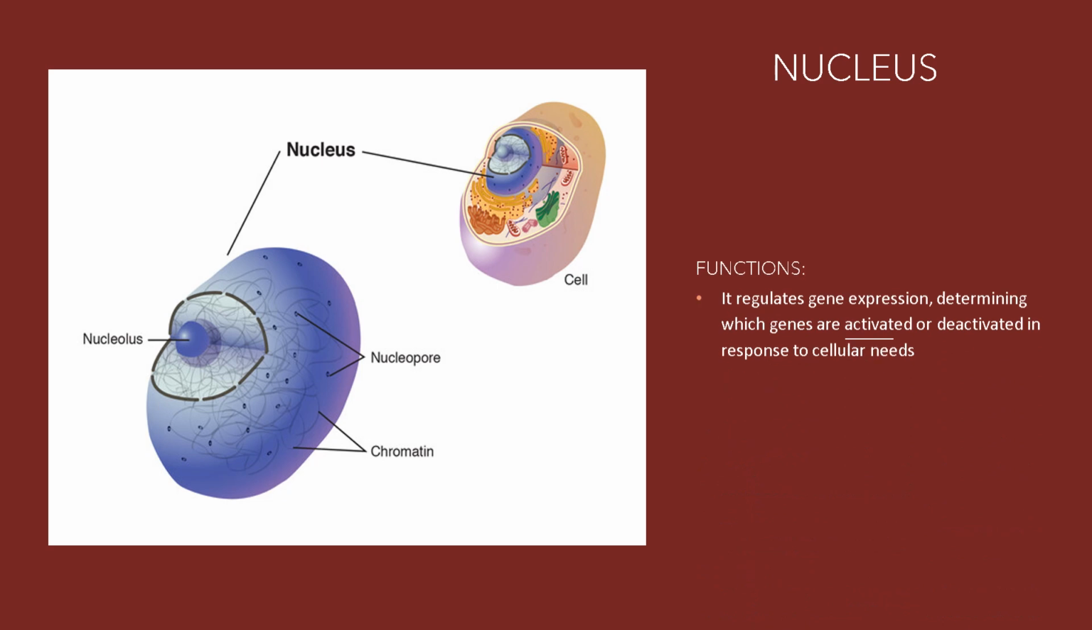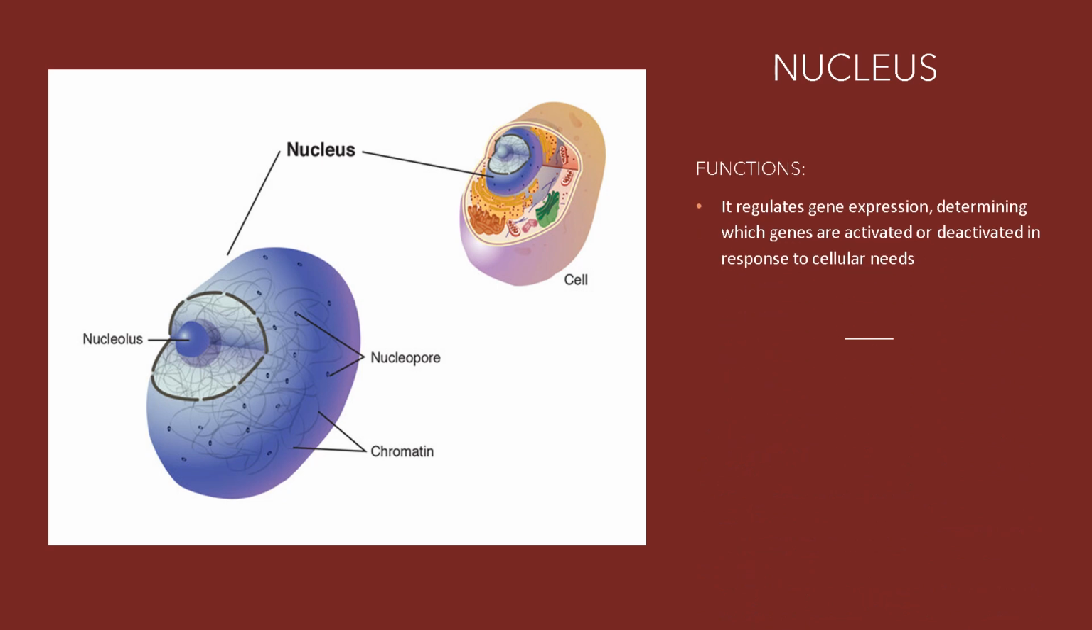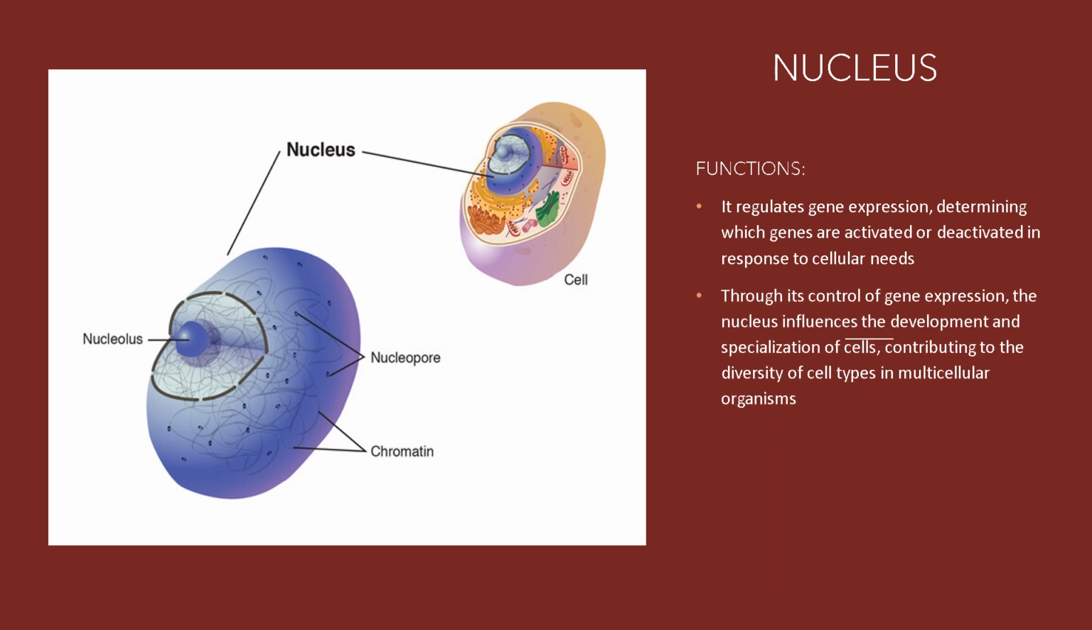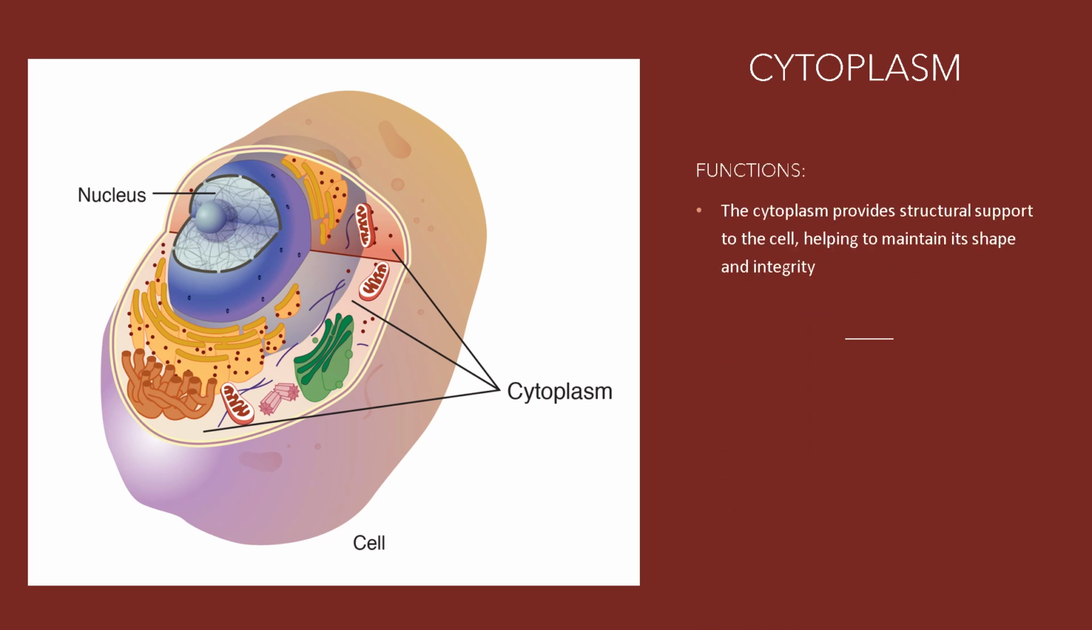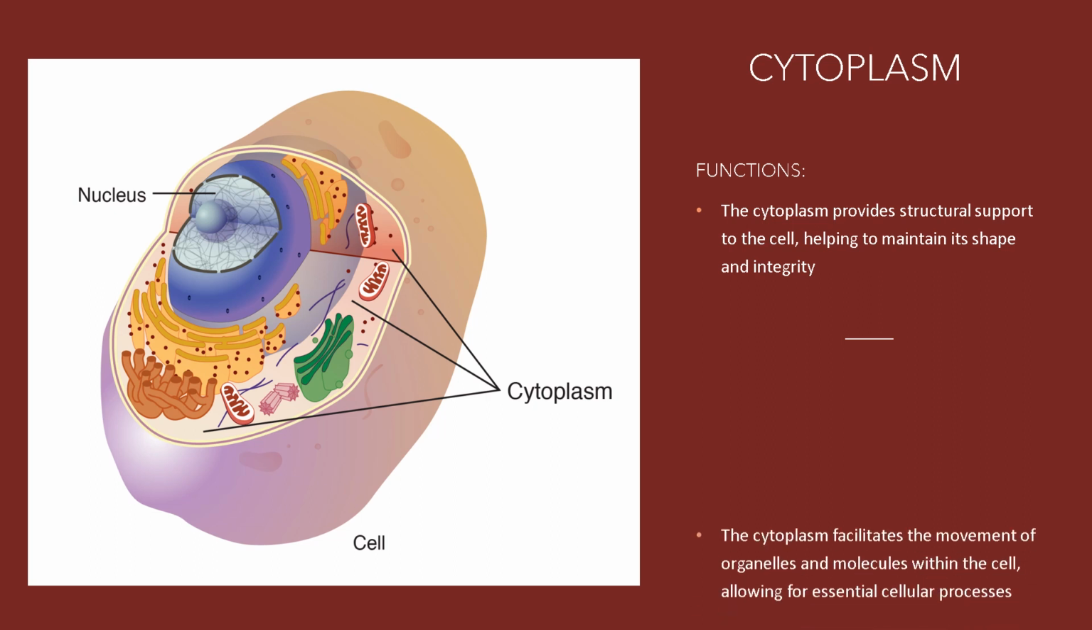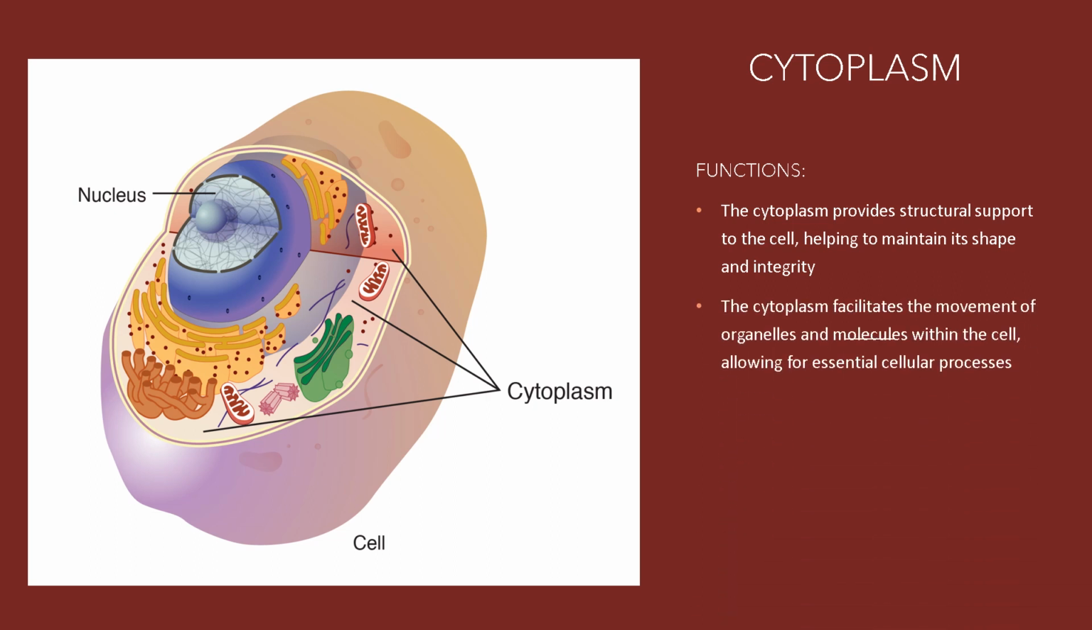Nucleus. It regulates gene expression, determining which genes are activated or deactivated in response to cellular needs. Through its control of gene expression, the nucleus influences the development and specialization of cells, contributing to the diversity of cell types in multicellular organisms. Cytoplasm. The cytoplasm provides structural support to the cell, helping to maintain its shape and integrity. The cytoplasm facilitates the movement of organelles and molecules within the cell, allowing for essential cellular processes.